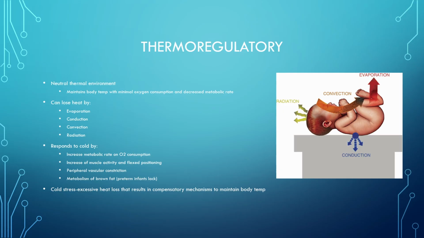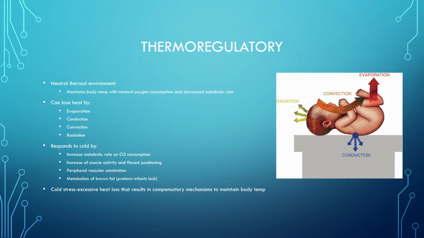There's peripheral vascular constriction. So it can cut off some of that blood supply to the peripheral areas, like the arms and legs, and constrict it. So that's where you might see some acrocyanosis occurring. And then it also starts breaking down or metabolizing brown fat. It can break down and metabolize it and warm their body up.